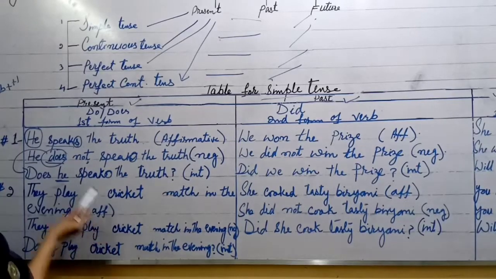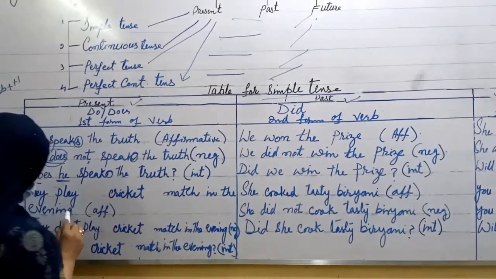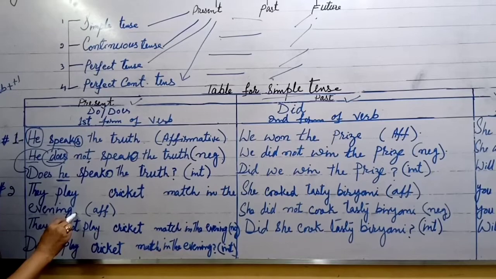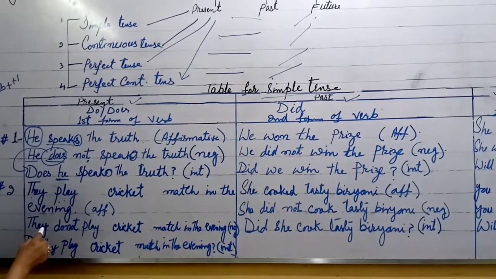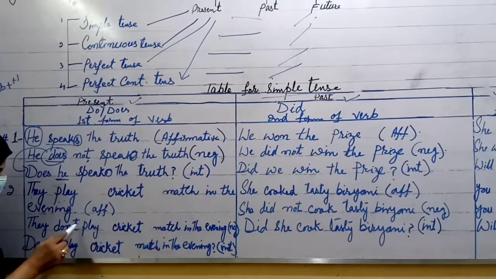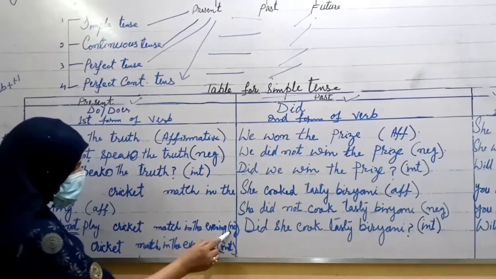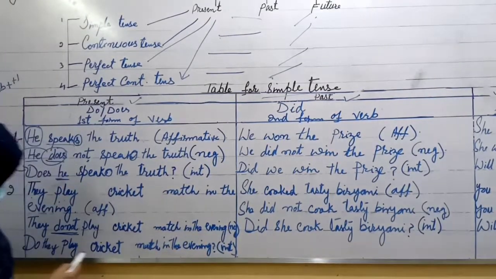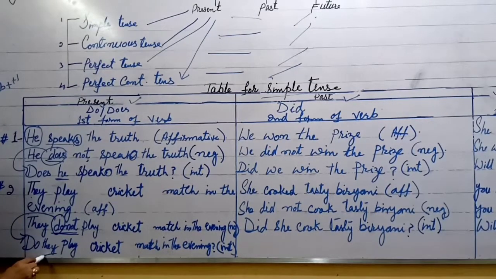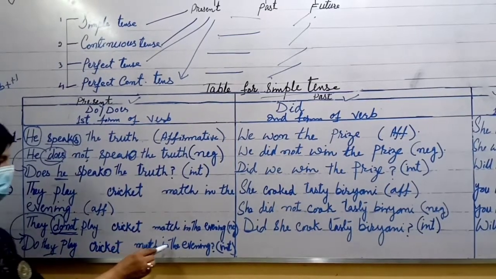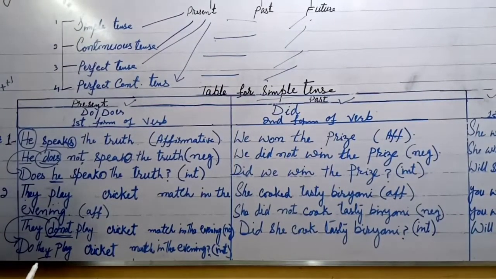Okay, beta. Let's move towards the next example. They play cricket match in the evening. This is an affirmative sentence. As you're looking here, subject, then first form of verb and object. If you are going to make a negative of this sentence, you will add do not. They don't play cricket match in the evening. This is negative. If you are going to make interrogative, this do will come at the beginning of the sentence, that is before the subject. Do they play cricket match in the evening? And sign of interrogation. Okay, beta?